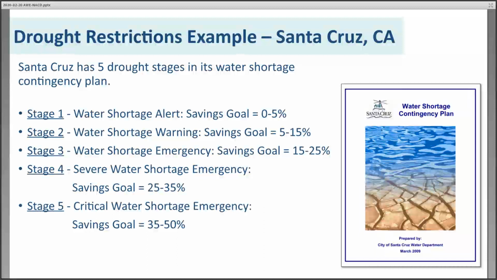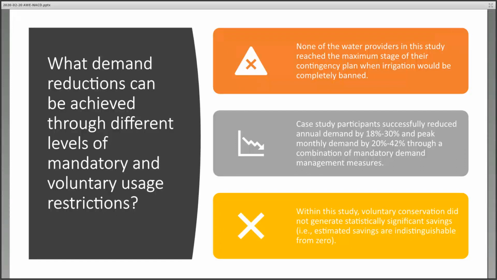So stage 2 may have, they may decide they're going to ask their customers to water only twice a week. Stage 3 could be once a week, and it progressively gets more strict in terms of what water can be used.